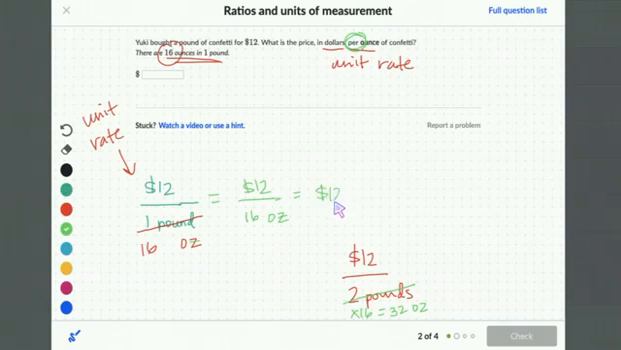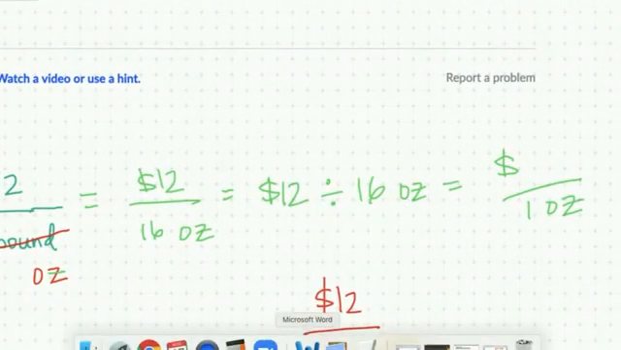You should have said in your head that it is dividing. So we're taking the $12 and we're dividing it by the 16 ounces so that we will get how much it is per 1 ounce. So in my calculator, I am dividing 12 by 16.